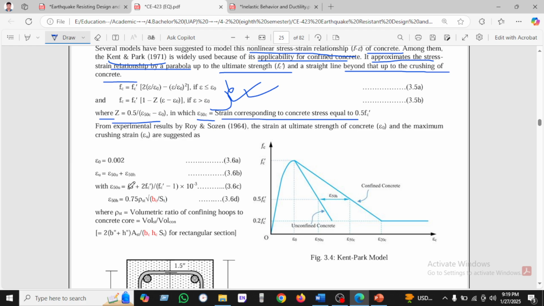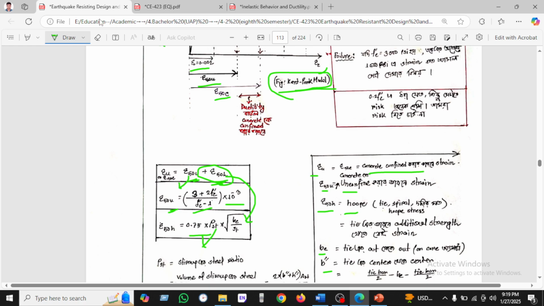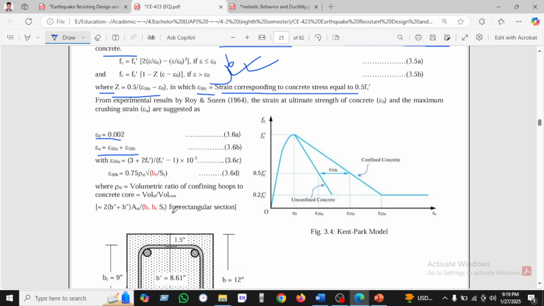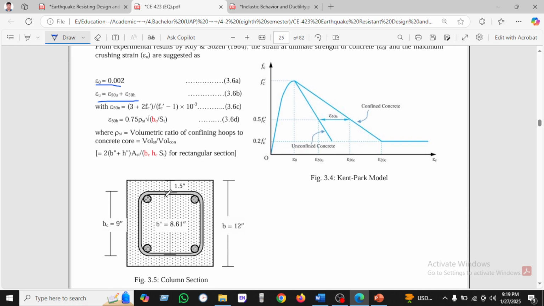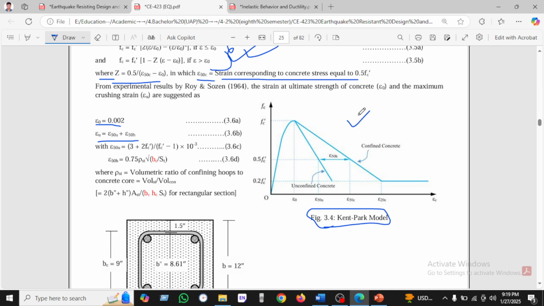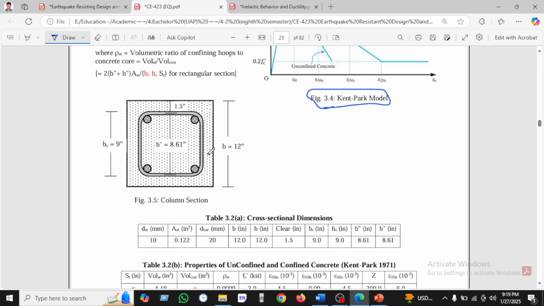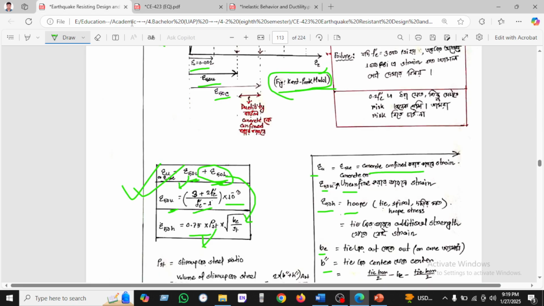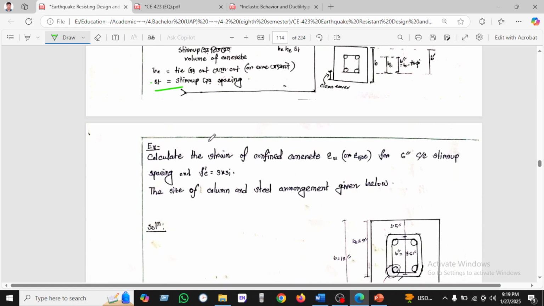Okay, so we know the strain ε0 is 0.003, and the ultimate we have also been discussing here, so I am skipping here. This is the Kent Park model. It is used all over the world for confining concrete or for ductility purposes. Okay, so let's see an example.